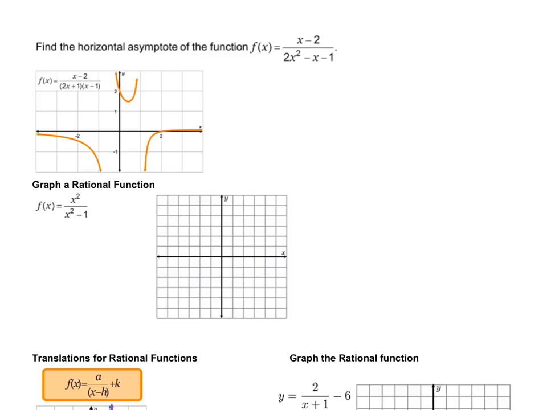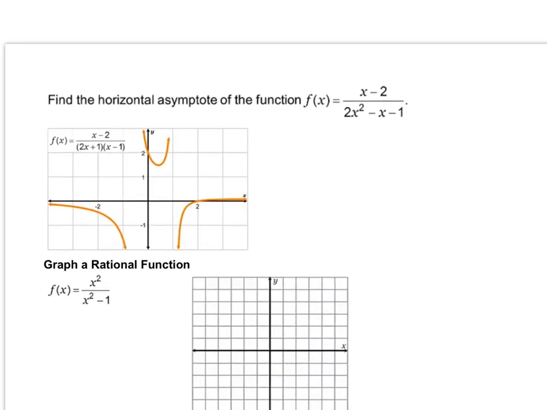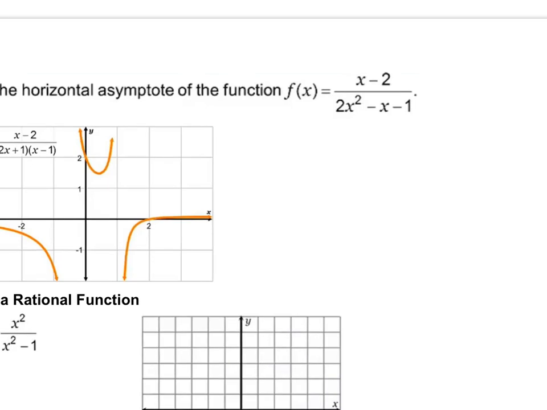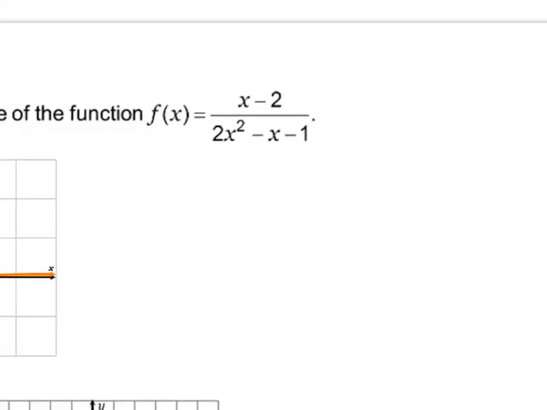On this next one, let's take a look at this function here. f of x is equal to x minus 2 over 2x squared minus x minus 1. I've gone ahead and graphed it here, just so we have a depiction of what the graph is going to look like. Let's determine the horizontal asymptote of this graph. Here's what I know: the degree in my numerator is 1. If there's no number here, I just know that value is 1. So the degree is 1 up top, and the degree is 2 down below.